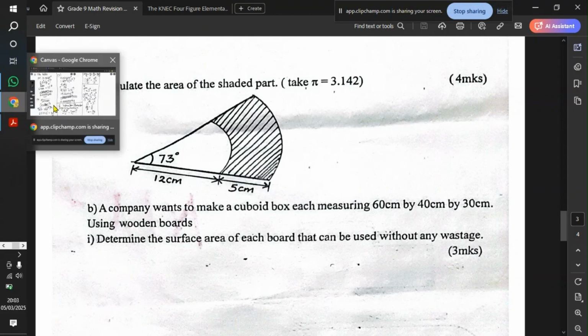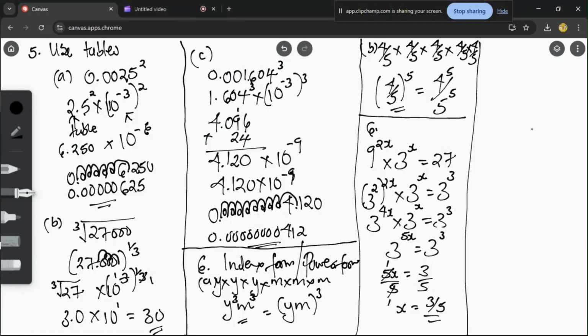So if I come to the working here, I hope this will be enough. The diagram is like that. We have like that, and this is a form of a sector. So I have like that, and I have that. They want me to get the area, and the pi. This is number 13. You've been given the pi is 3.142.